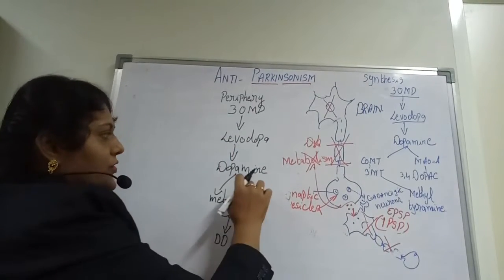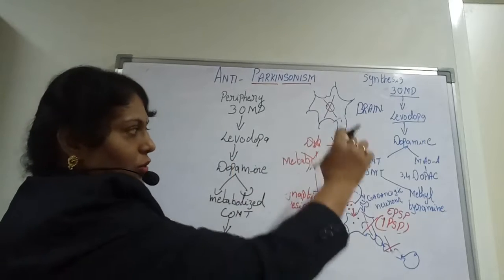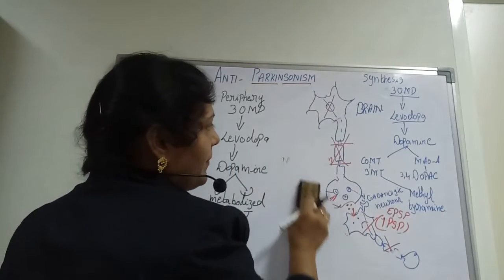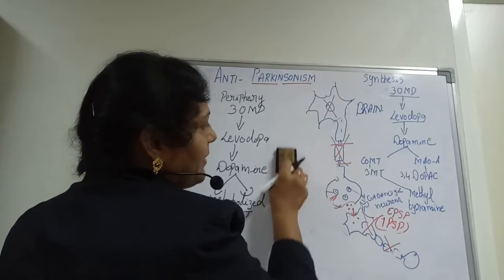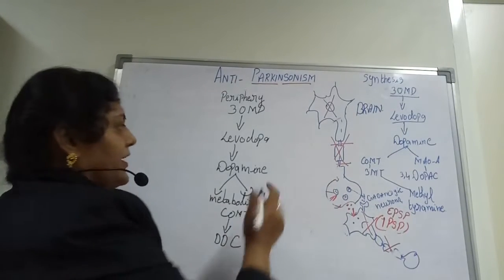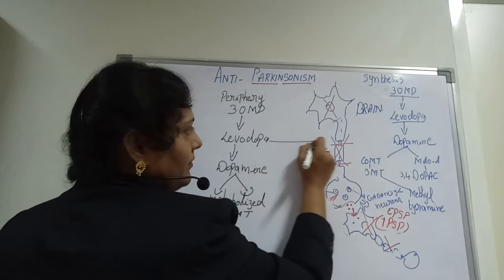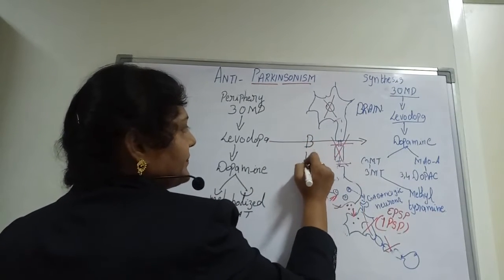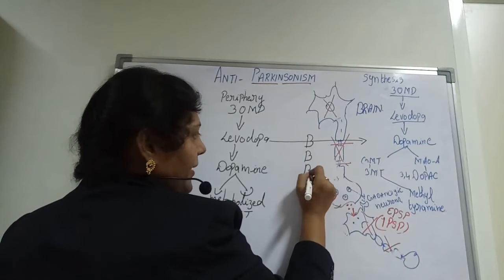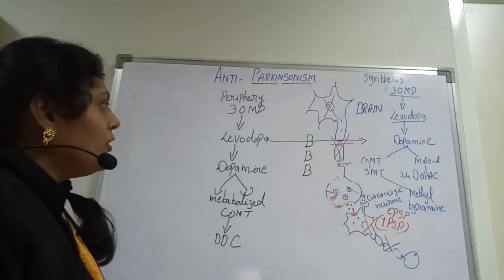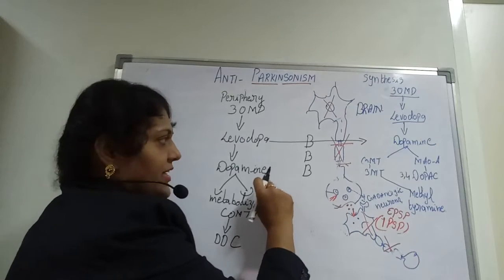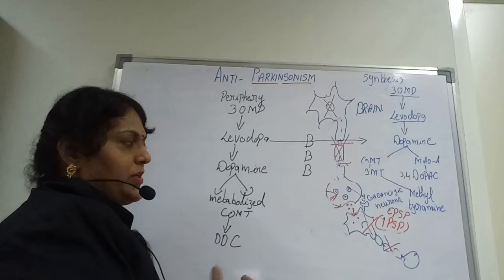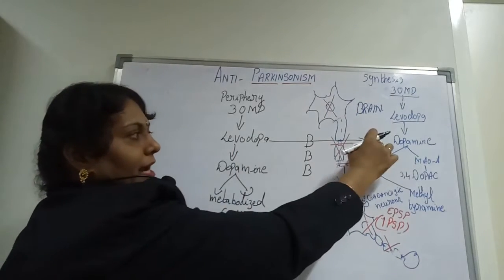Now, levodopa has to cross the blood-brain barrier; the dopamine cannot cross. So what happens? Only the levodopa can be transmitted from this place to this place. That means crossing the BBB, nothing but the blood-brain barrier. So the dopamine which has been synthesized cannot be taken to the brain for neurotransmitter intake, but only the levodopa can cross.